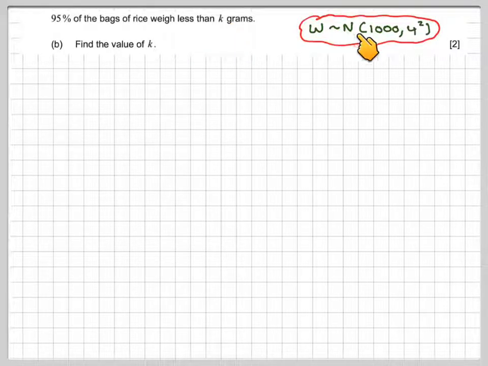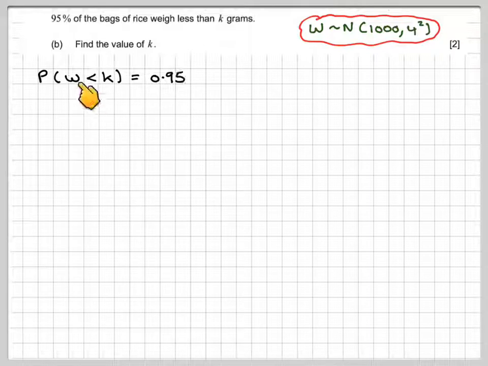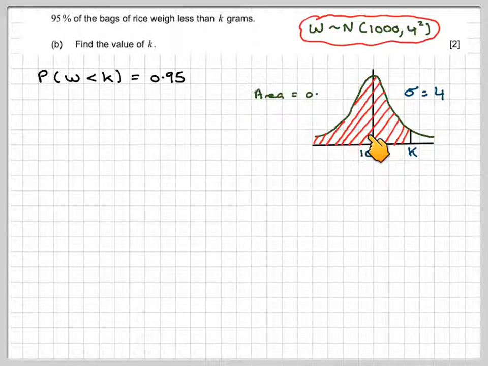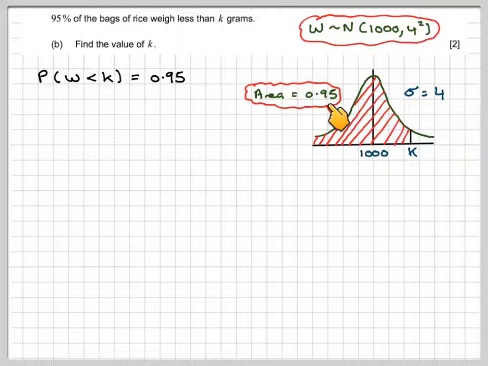So W is normally distributed with a mean of 1000 and standard deviation 4. We want the probability that W is less than K to be equal to 0.95. So it's a good idea to draw a diagram. We know from minus infinity up to the mean, this area here is 0.5. We want it to be 0.95, so we need to draw a line somewhere over here. Call that K, and the area here is equal to 0.95. We need to find the value of K that goes with it.